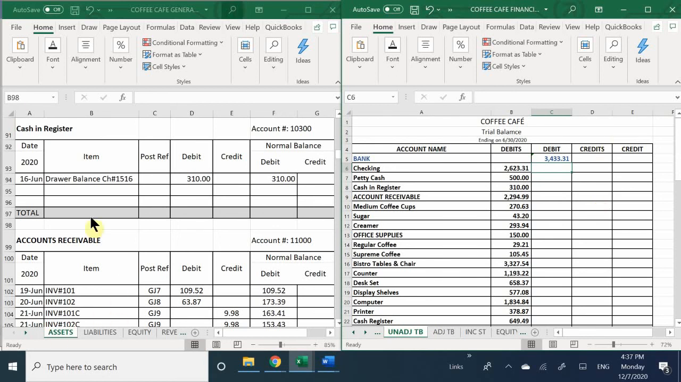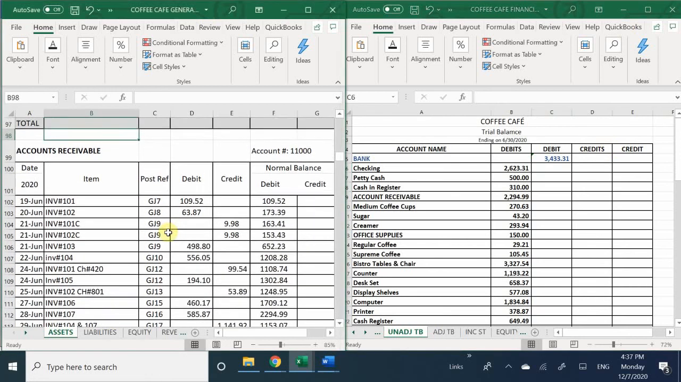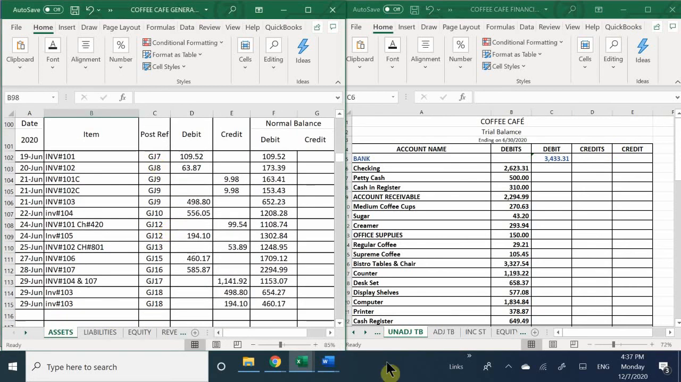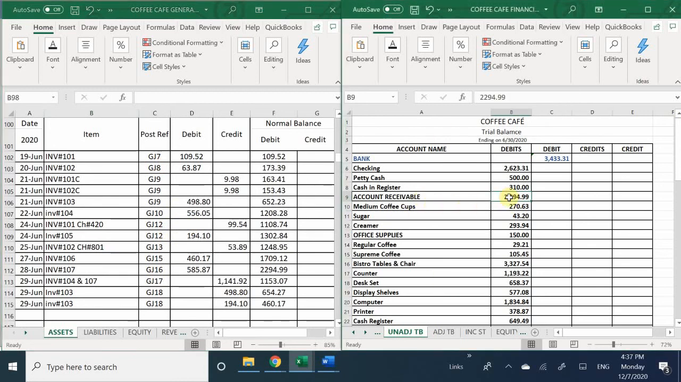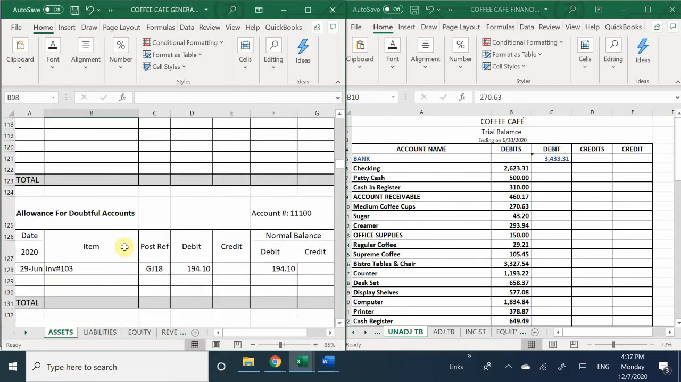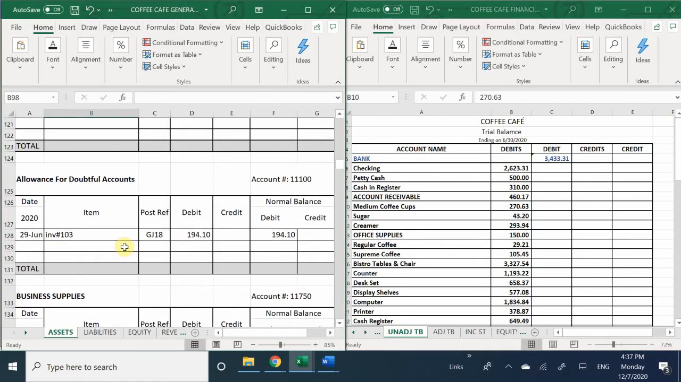So again, my next account that I see is accounts receivable. So yes, that has changed. What is my accounts receivable changed to? $460.17. And then I also have a contra account underneath it. What's my contra account for?